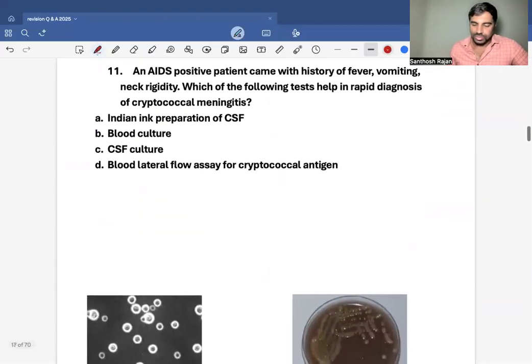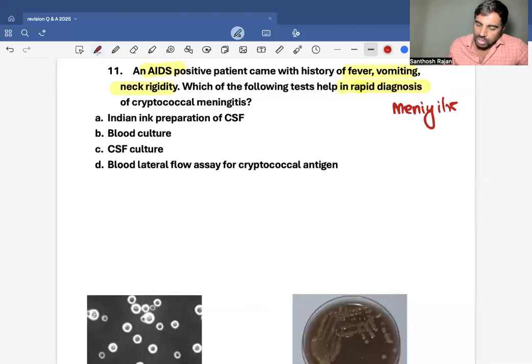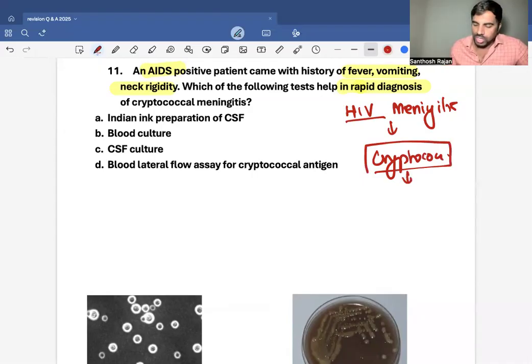Okay, now next. Again, a classic question. Expect this also, it is frequently asked. AIDS patient, fever, vomiting, neck rigidity. So it's meningitis. Now, which of the following helps in the rapid diagnosis? They asked about the rapid diagnosis. In an HIV patient with meningitis, always think about cryptococcus. The capsule is the main virulence factor there.